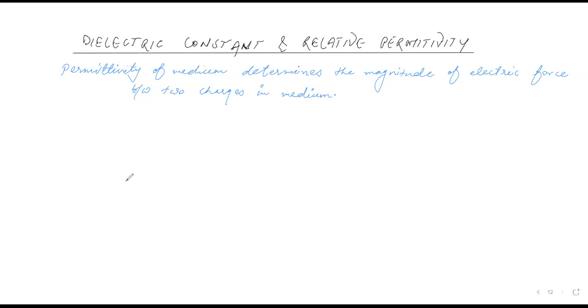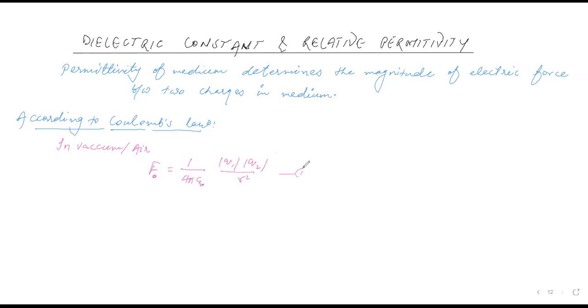Now, we already know, according to Coulomb's law, in air or vacuum, the formula of Coulomb force is F naught. I mean, the force acting in air is represented by F naught, or sometimes F0, equal to 1 over 4 pi epsilon naught Q1 Q2 over R square. This is equation number 1, and this equation holds only when the charges are in air or vacuum.